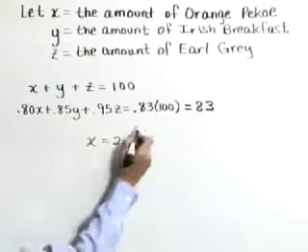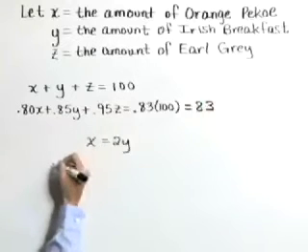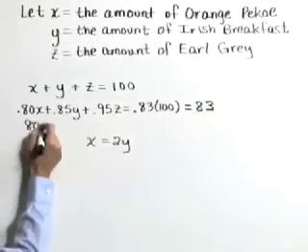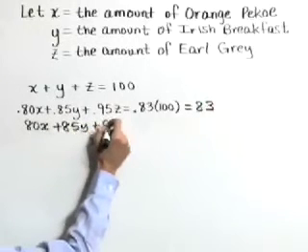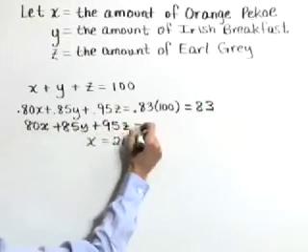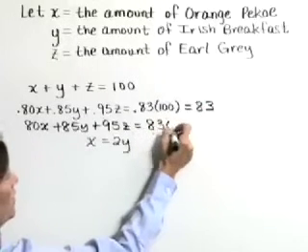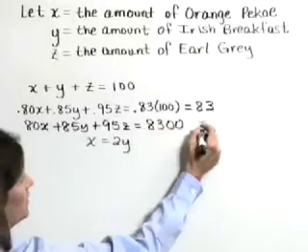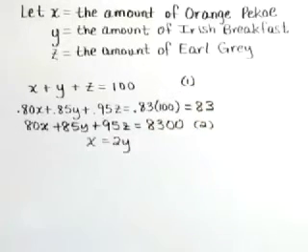And let's clean this equation up a little bit before we move to our next equation. Multiply it through by 100 to get 80x plus 85y plus 95z is equal to 83 times 100, or 8,300. Now let's call that equation 2, our first equation up there, equation 1.